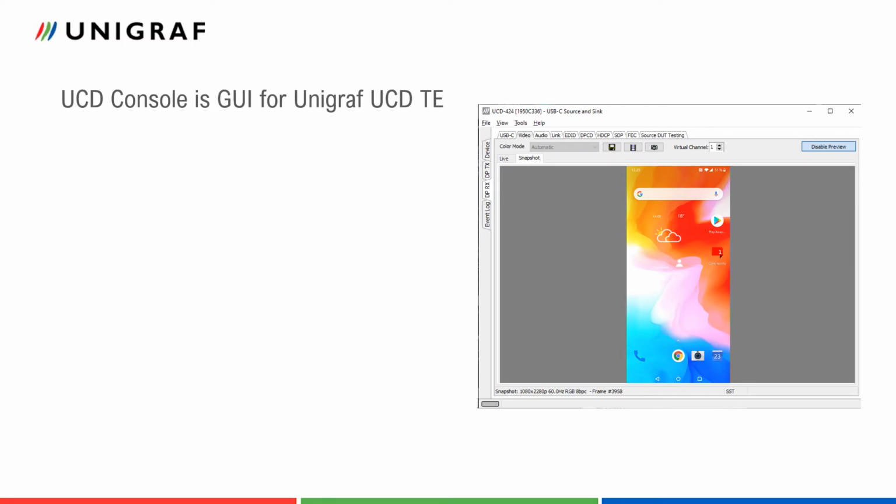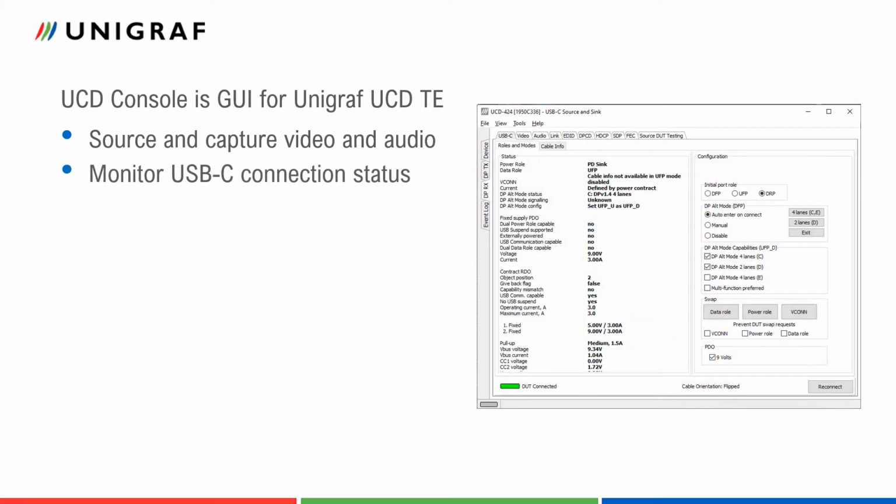UCD Console is the graphical user interface for all Unigraf's UCD family test equipment. The UCD Console includes a pattern generator function to source video and audio, and a capture function to monitor and store received content. With UCD Console, the user can monitor the status of the USB-C interface and DisplayPort alt mode.